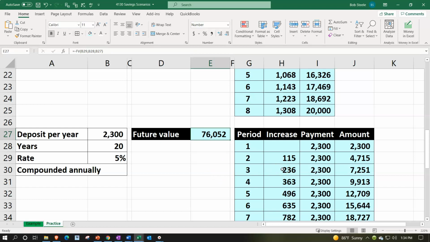The tables, running balance tables, are very useful to put together to get a better idea of what's going on, and it's great Excel worksheet practice too.